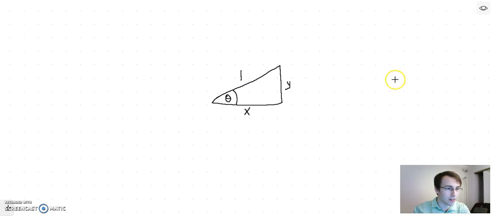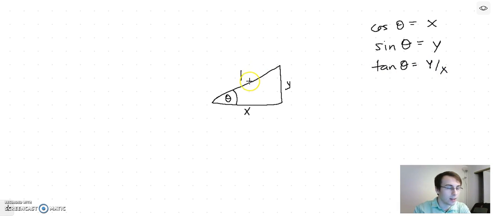Then for this triangle we have sine theta equals opposite over hypotenuse, so just y, cos theta equals adjacent over hypotenuse, so just x, and tangent theta equals opposite over adjacent, so y over x.